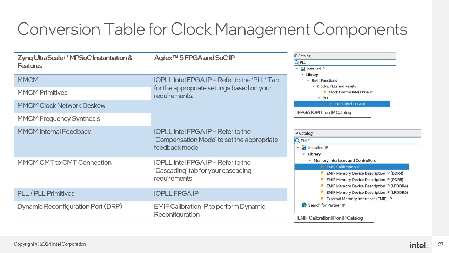To configure custom PLLs for your Agilex 5 design, utilize the FPGA IO-PLL IP, accessible within the Quartus IP catalog. This IP core replaces Xilinx MMCMs, offering greater flexibility and control over clock generation. For dynamic reconfiguration of your PLLs in conjunction with the EMIF interface, leverage the EMIF calibration IP. This IP, also located in the Quartus IP catalog, ensures accurate clock synchronization for optimal performance.